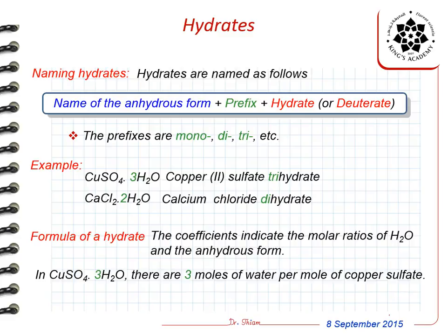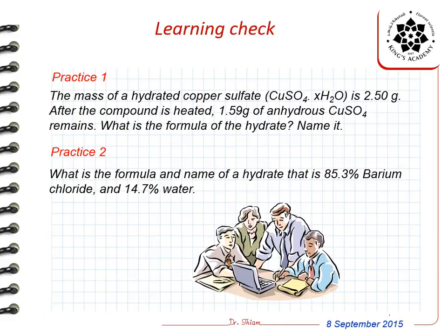For example, in copper 2 sulfate trihydrate, there are 3 moles of water per mole of copper sulfate. So there are 3 moles of water attached, or you can also say 3 molecules of water attached to every molecule, if I may say, of copper 2 sulfate, even though there is no such thing as a molecule of copper sulfate, remember, because it's an ionic substance, it is a formula unit. So I should technically say 3 molecules of water attached per formula unit of copper 2 sulfate. So that's it for hydrates.